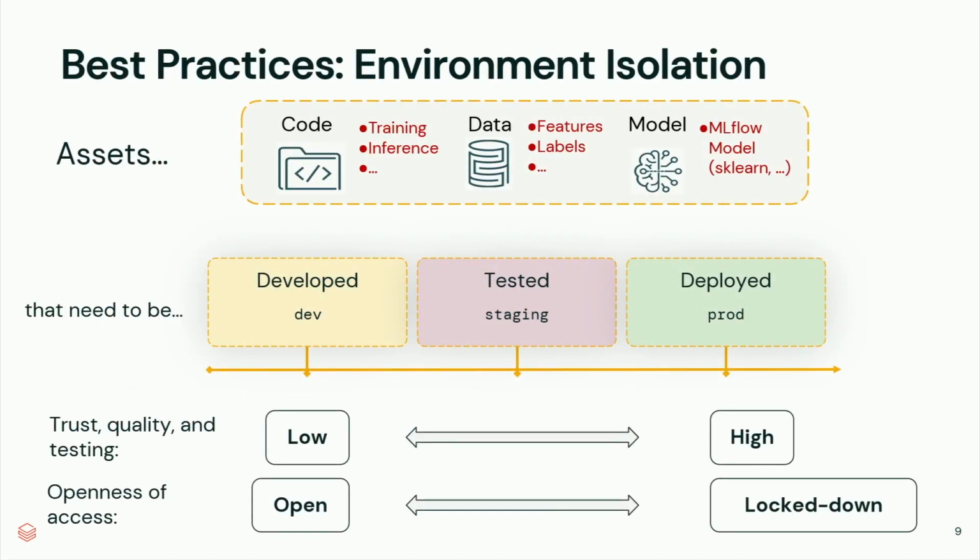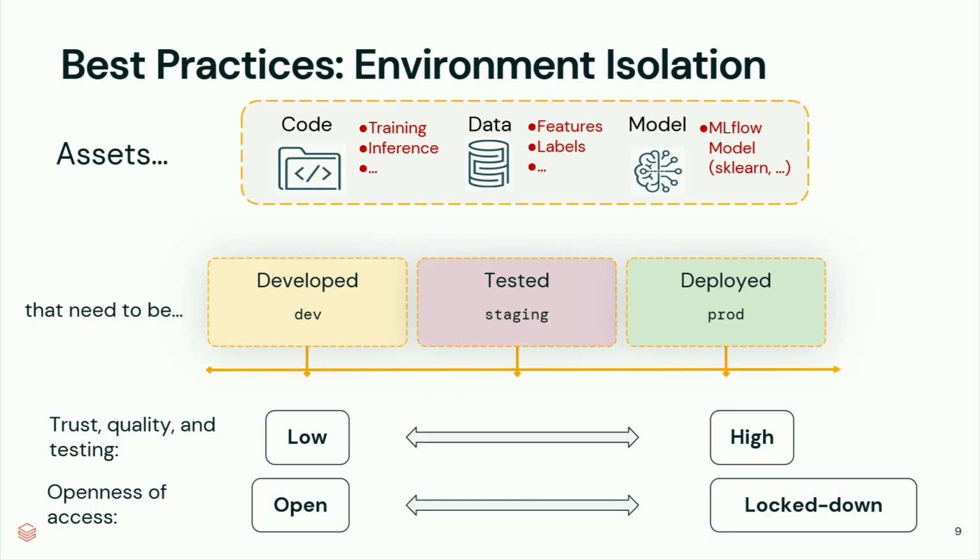Now, one of the best practices that we have is environment isolation. So you'll have your assets, and generally we can divide assets into 3 sections, which is code, your actual training notebook, inference notebook, whatever you have; data, your features, your labels, your actual data that you have, hopefully in Unity Catalog. Actually, probably in Unity Catalog because we'll talk about why that's important. And then your model, your actual model that you build, maybe through sklearn, it's your MLflow model. And the main thing with these assets is, the first thing is they need to be developed. And you want to do this in your dev environment, you want to test it in your staging environment, and then deploy it in prod.